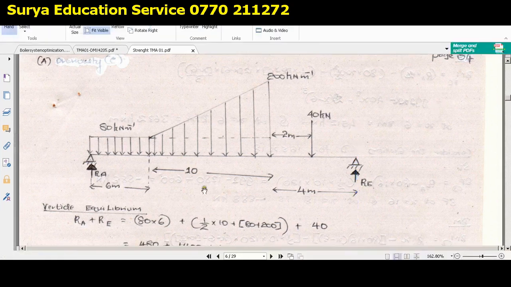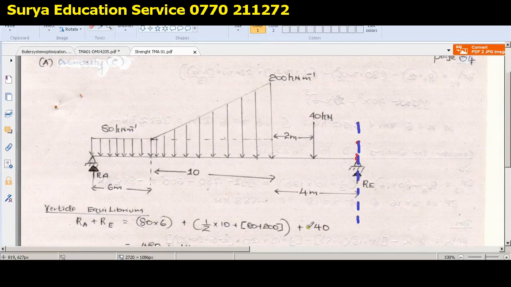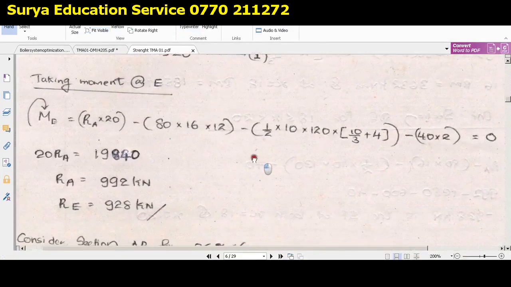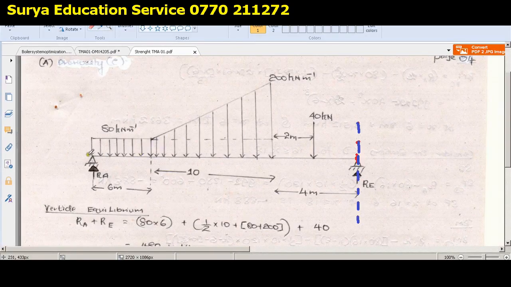Okay, so now I am going to consider the moment at E, that means the moment at here. So what would be the first moment that would come? This force Ra multiplied by this distance, which is 20, Ra into 20. So you can understand this is force multiplied by this length. Very, very easy. Okay, so just undo.